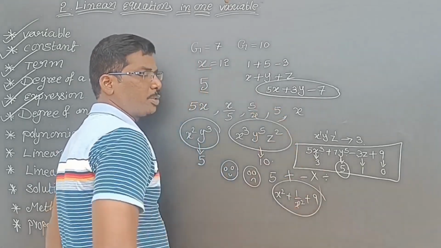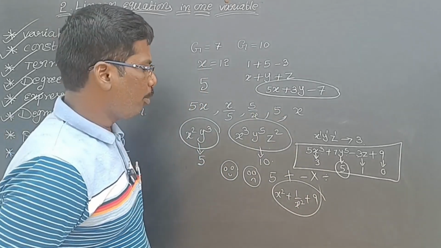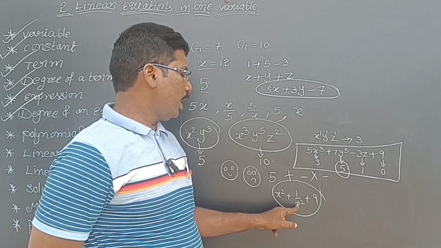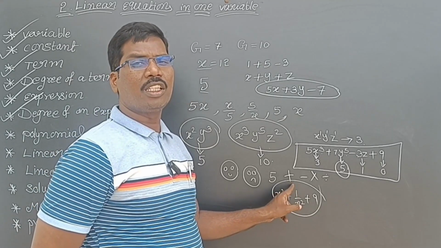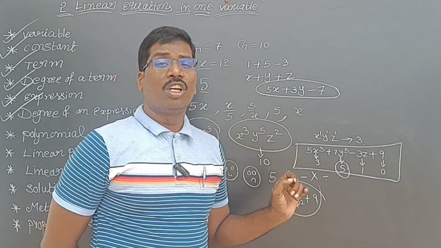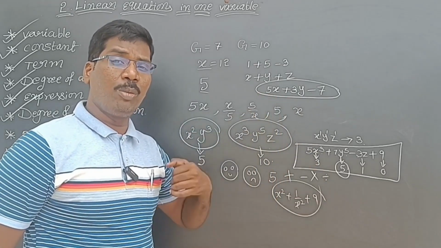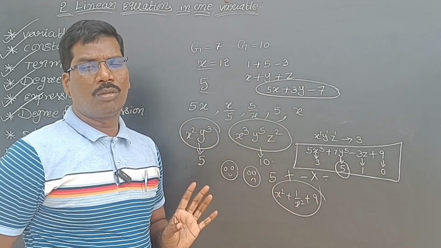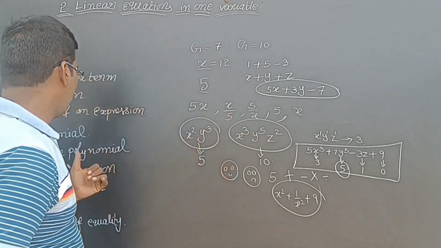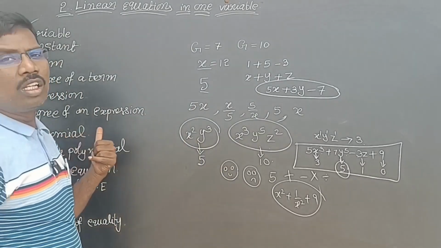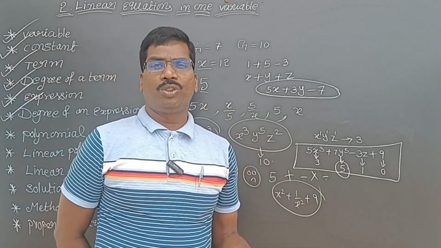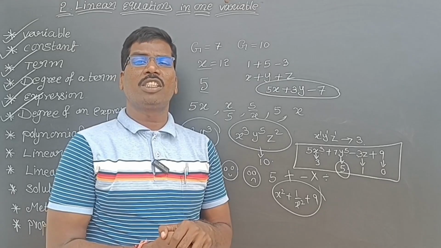This is also an algebraic expression. But if you see, this can be written as x to the power of minus 2, which means the degree is negative. So in an algebraic expression, the degree can be positive or negative. But in a polynomial, every term's degree must be positive.